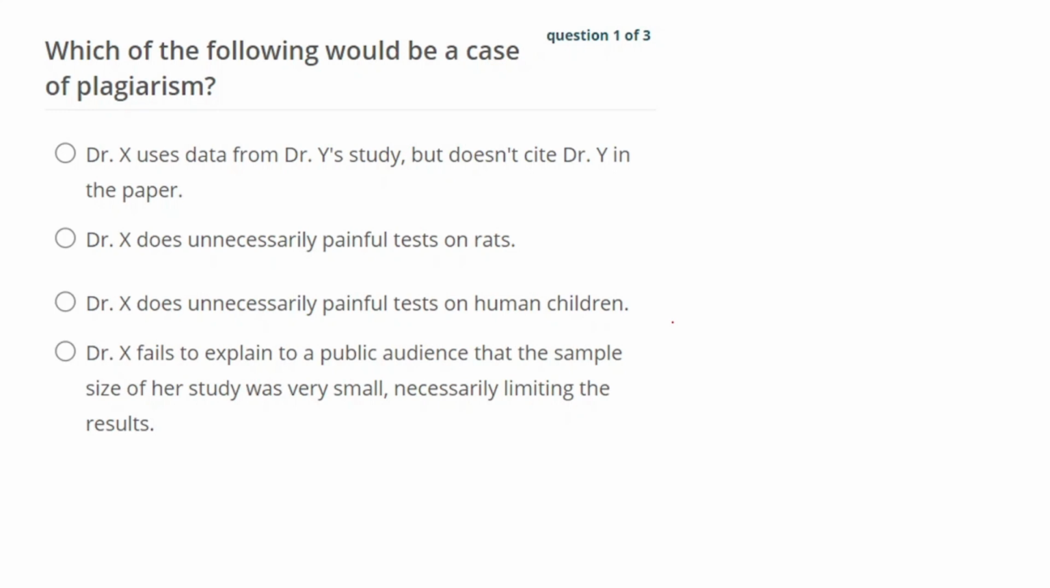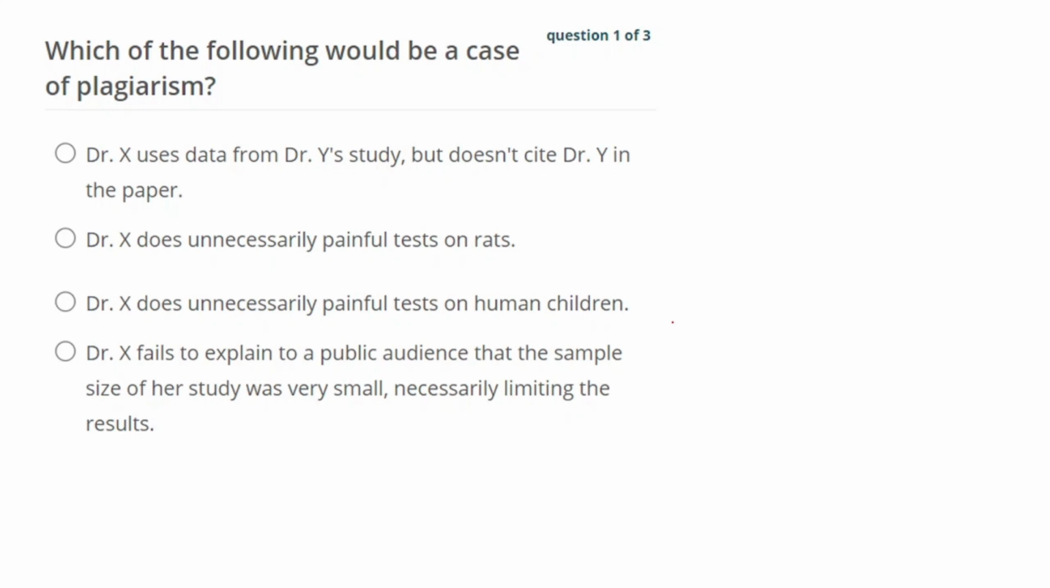Correct. So the first one, Dr. Y has already done some studies. He or she has proved this thing, and Dr. X is using the data without giving any kind of acknowledgement or any kind of citation to Dr. Y. That is definitely plagiarism, and it is very, very wrong. And if you get caught, it's really very unethical and very wrong in the scientific world.